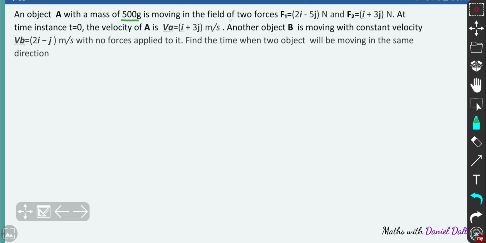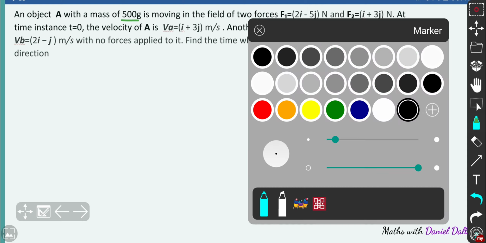Next, it's moving in the field of 2 forces, F1 and F2. Hold on. We need to understand that if the total resultant force is not zero, is not balanced, according to Newton's second law, it will have acceleration. That's why I highlighted that, and this is the first thing that we're going to discuss. So let's do it right now.